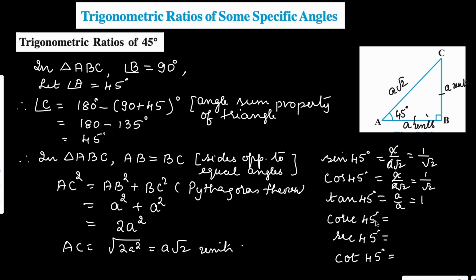Now cosecant 45 is the reciprocal of sine 45, so it is root 2. Secant 45 is the reciprocal of cos 45, it is root 2, and cot 45 is the reciprocal of tan 45, so it is 1.